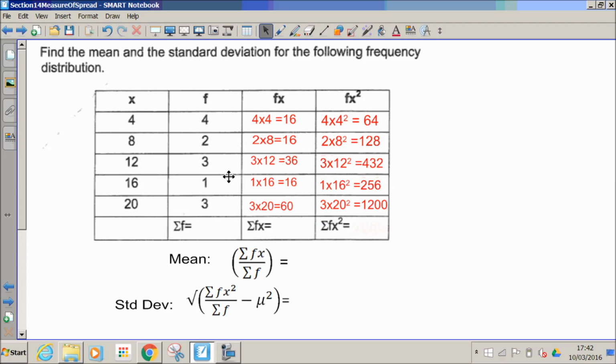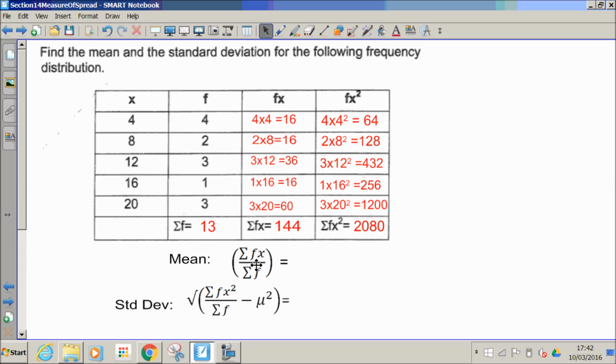Now we calculate the summations. We add together all the values in each column. So in the frequency column the sum is 13. In the fx column the sum is 144. In the fx squared column the sum is 2080. Now all we have to do is substitute these values into our formulas.